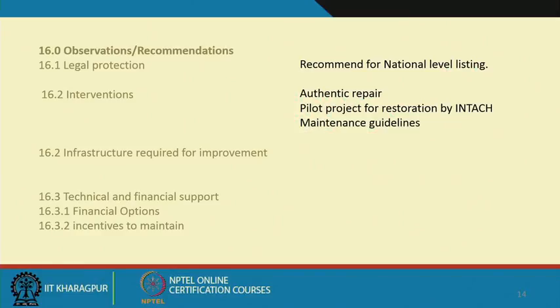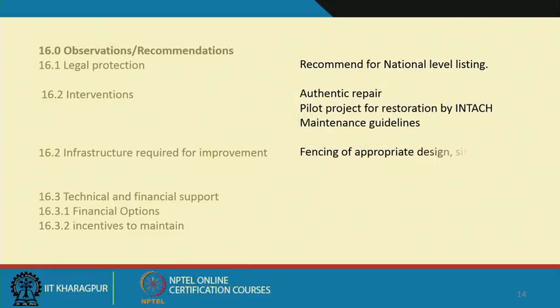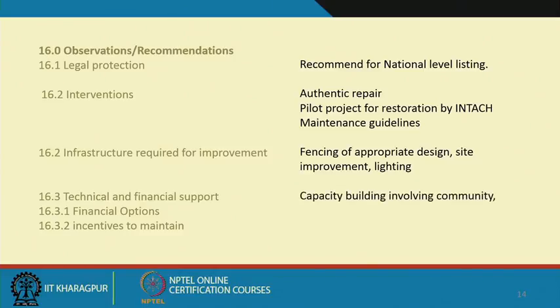And what are the maintenance guidelines? Some guidelines have to evolve, even after the work, about what the maintenance is, which is not applicable to only this structure but can be general for similar structures. And fencing, we have understood that this needs security, a site improvement, lighting, and, more important, capacity building involving the community.